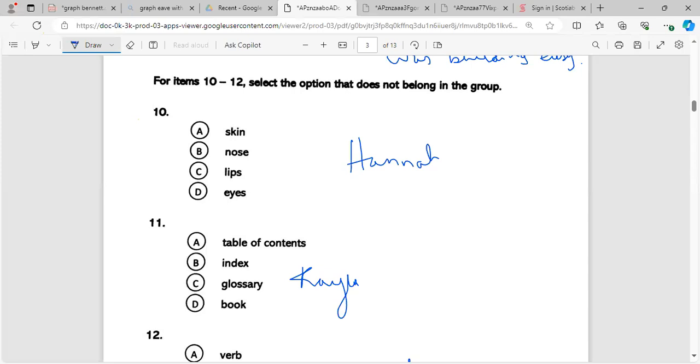So I said answer C, lips, but why? Why C? Because I say C because all the other choices are part of our five senses. So the skin has a sense. Let's feel. Touch. So the lips can't feel. I'm just trying to understand, you know.